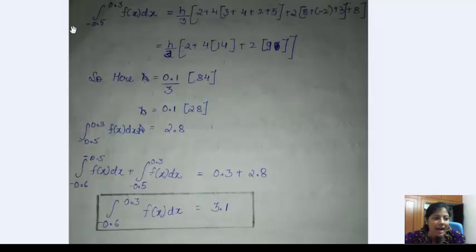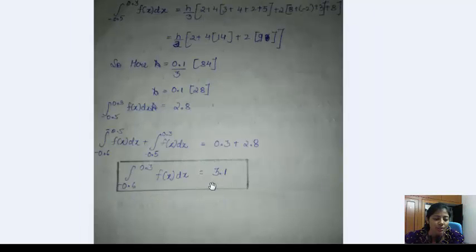We will add both these integrals, that is the integral from 0.5 to 0.3 and the integral from 0.6 to 0.5, and we will get 3.1 here. So the value of the function in this interval is 3.1.